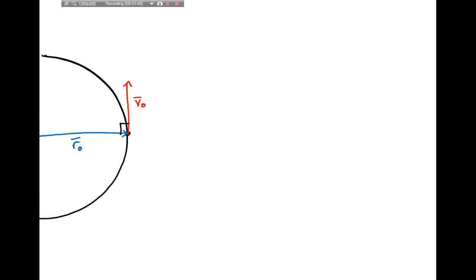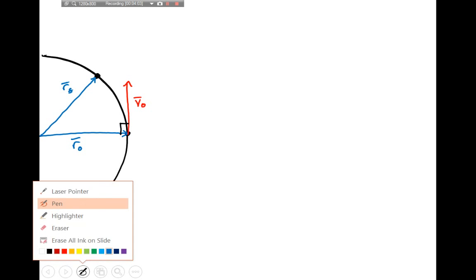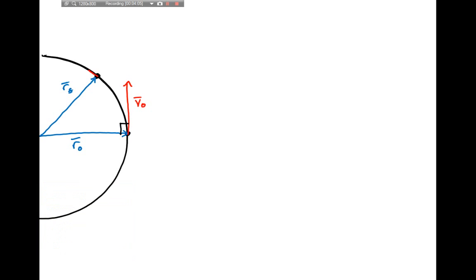Because it's sometime later, so let's consider sometime later the object is going to move, let's say, up here. So now I've got a new position vector that describes the position of the object. I'll call that r final for my final position vector. And now the object has a new velocity vector as well, because it's now traveling something like this.